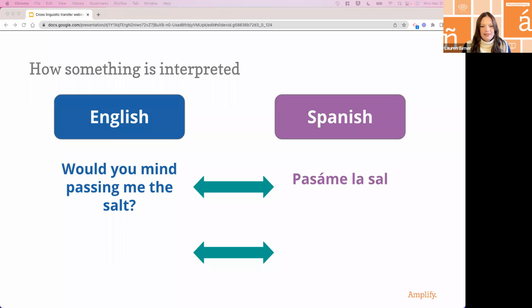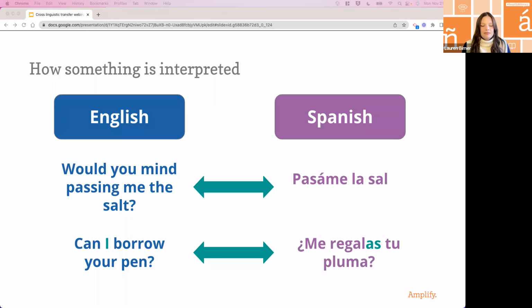Another example is the subtle difference in a question like, can I borrow your pen? In English, our requests tend to be more speaker-centered. Can I borrow your pen? While in Spanish, we might say, me regalas tu pluma, right? So literally translated, would you gift me your pen? But the speaker, of course, still is asking, can I borrow your pen?